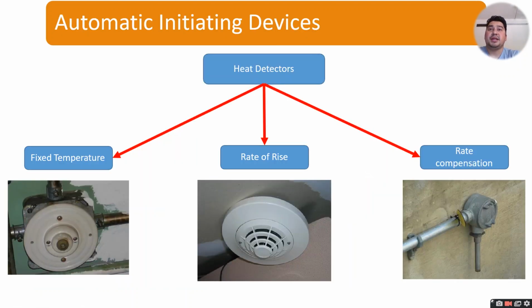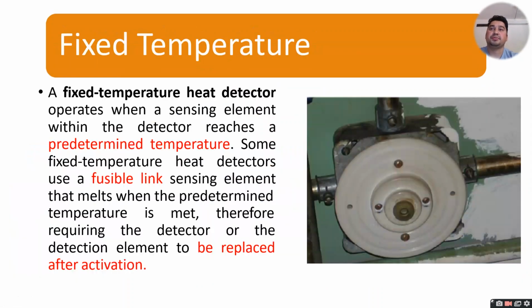Now automatic initiating devices. Let's talk about the heat detectors. We have the heat detector which is a fixed temperature. These fixed temperature detectors will work at a fixed temperature. If any area temperature is 70 degrees Celsius and this heat detector is set on 70, whenever the temperature reaches 70, they will activate. Then we have the rate of rise. Whenever the temperature rises, they will activate. We'll discuss these things.